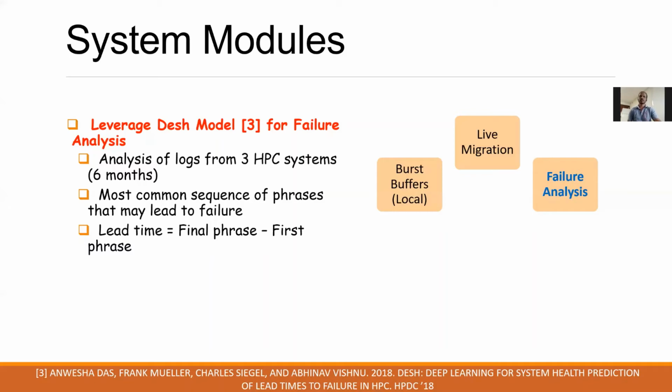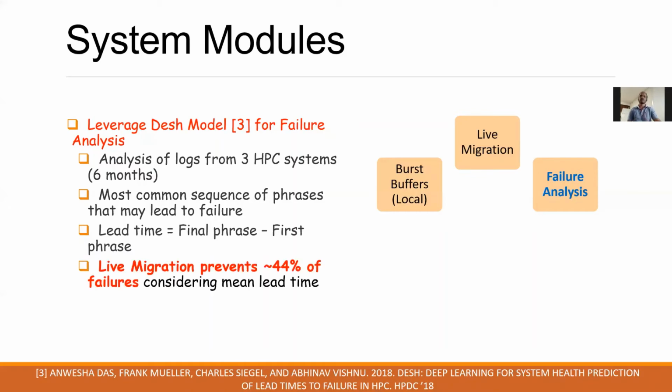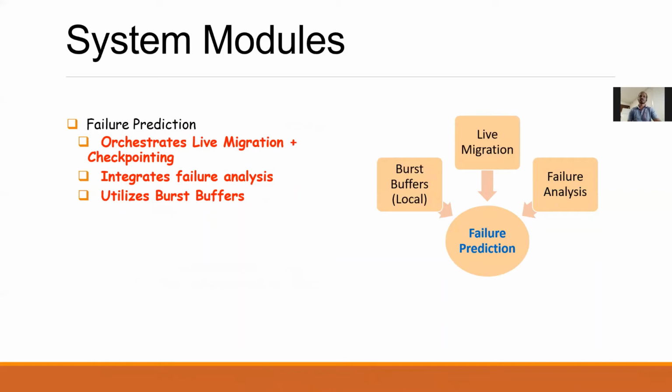For simulation, we consider the mean lead time for each type of failure, and based on that, we find that 44% of the failures can be mitigated with the use of live migration when we consider the mean lead time. All these 3 modules are coordinated and orchestrated through failure prediction. Our failure prediction module orchestrates live migration and checkpointing by taking the inputs from the failure analysis module, and it utilizes the burst buffers for efficient checkpointing.